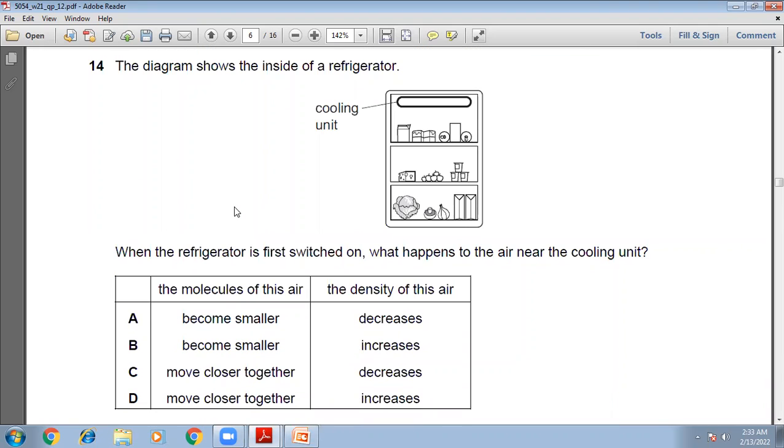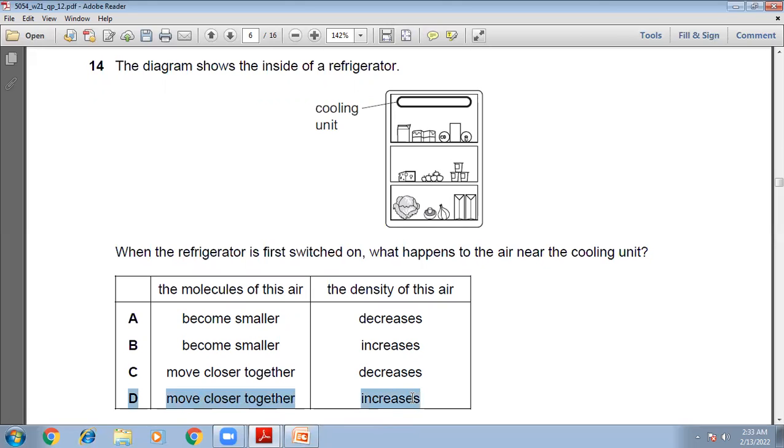The diagram shows inside of a refrigerator. When the refrigerator is first switched on, what happens to the air near the cooling unit? The air near the cooling unit will cool down. When it cools down, its molecules come close to each other and the density increases, so the cool air goes down.